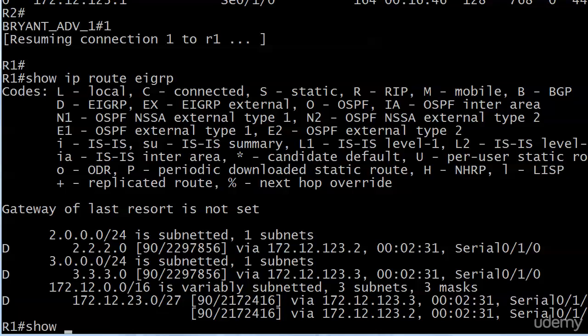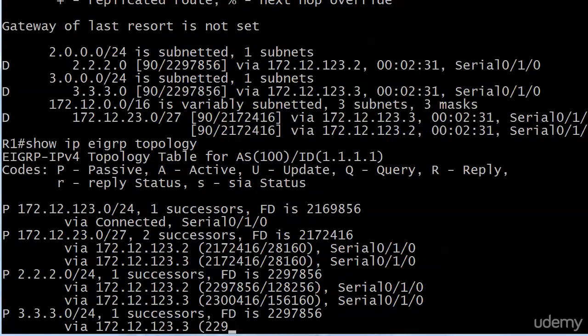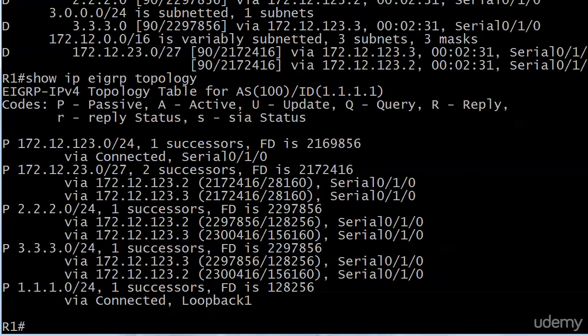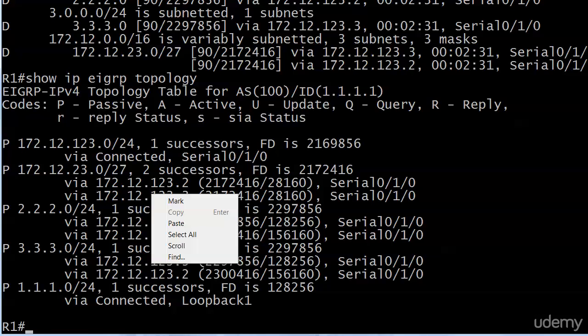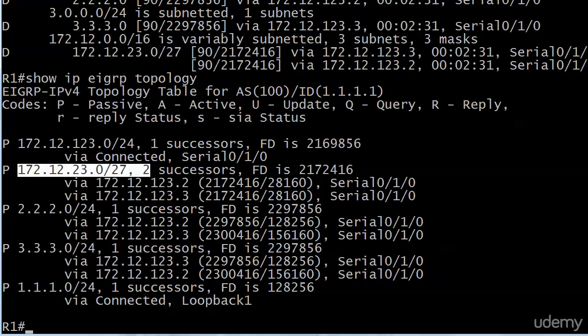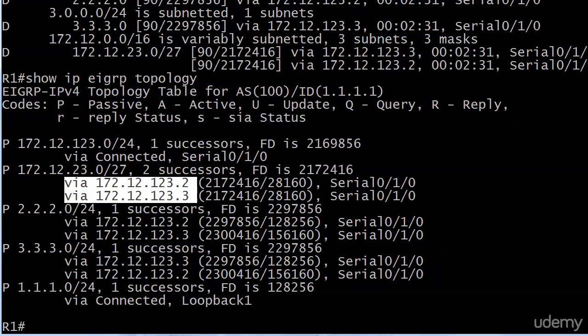But right now, let's take a look at our topology table, because here you're going to find your successor and your feasible successors. You're not just going to find the successor routes here. And you can see for the entry for that shared Ethernet segment, the one where we're performing equal cost load balancing, you see two successors. And yeah, you can actually have more than one successor, and that means that you are actually using equal cost load balancing if you've left all the defaults alone. And you can see the two next hops are exactly what we think they would be.